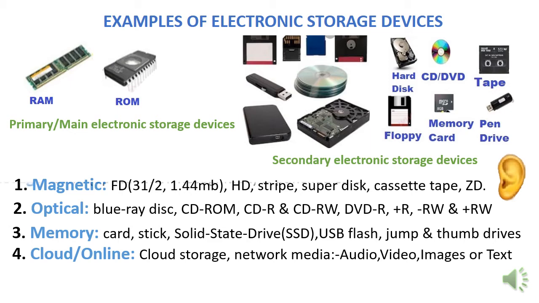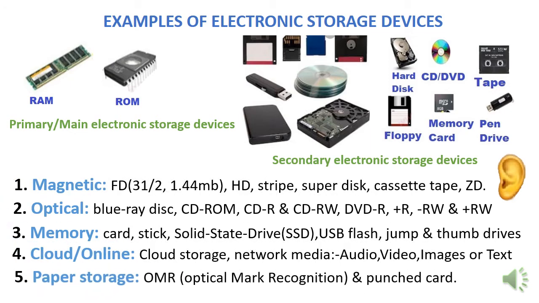Then the last one is the paper storage, which is the oldest method of electronic storage. An example of paper storage is OMR, which stands for optical mark recognition, and the punched card that was used in the first generation set of computers. So these and many more are the examples of electronic storage devices in our world today.